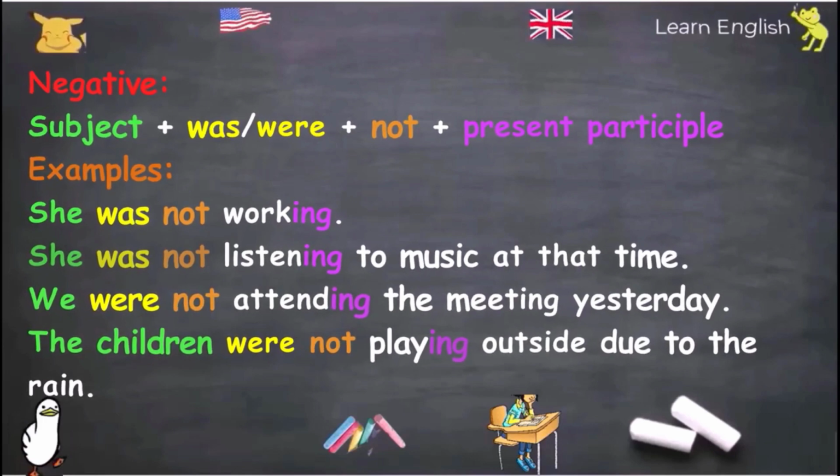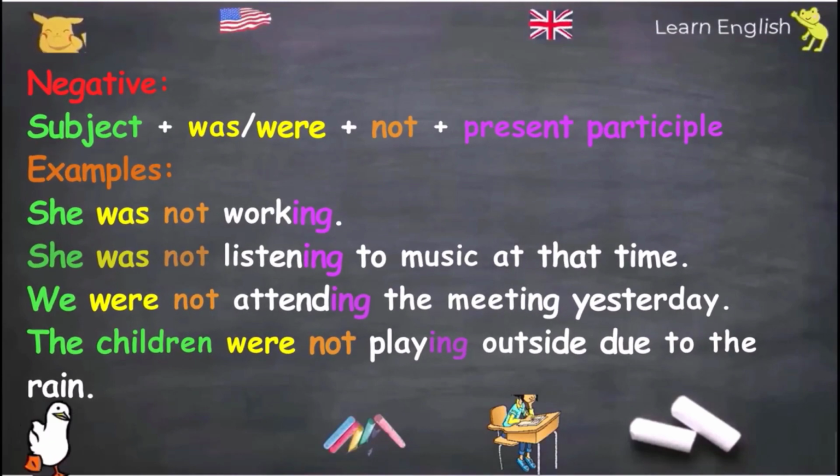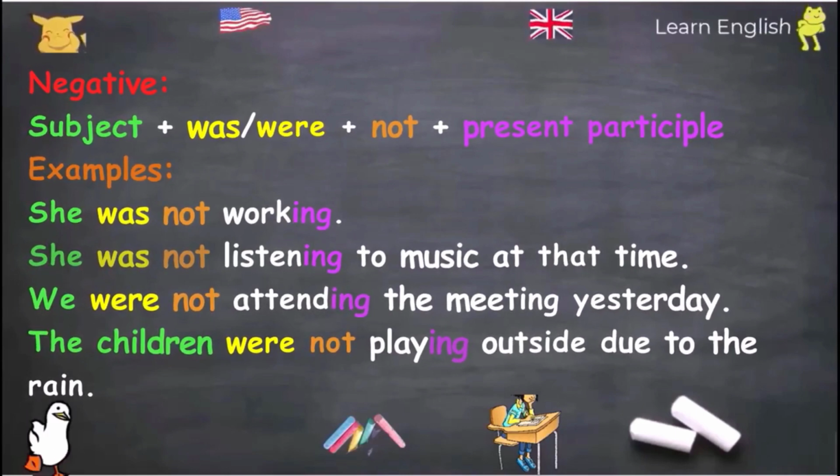Examples: She was not working. She was not listening to music at that time. We were not attending the meeting yesterday. The children were not playing outside due to the rain.